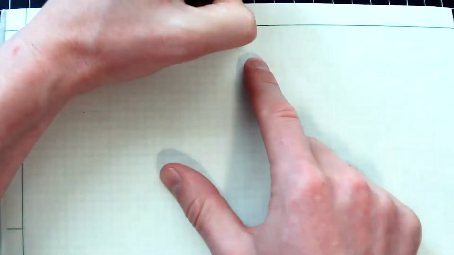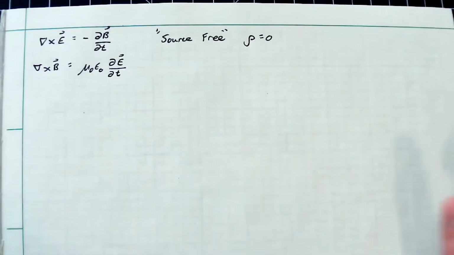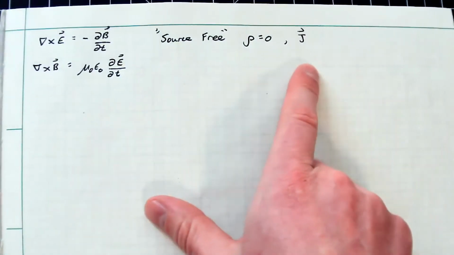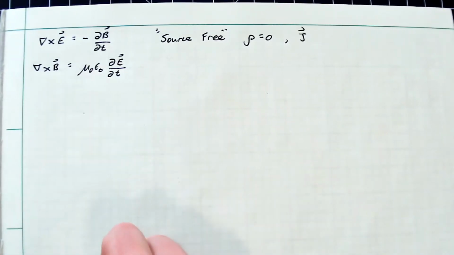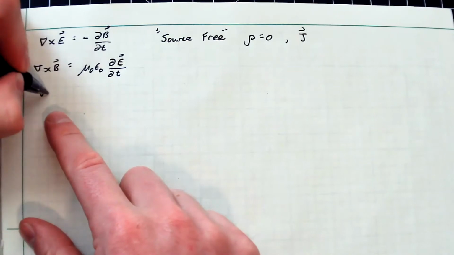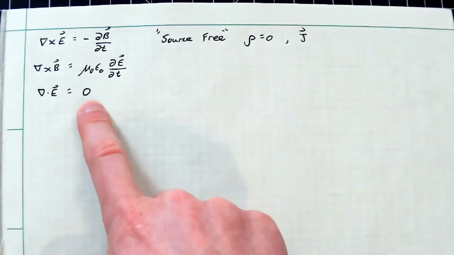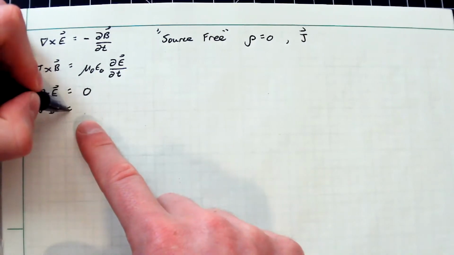So when you hear source free, that just means your charge density is 0. So there's no free charges anywhere, and there is no current. The no current here means in Ampere's law that the little mu naught J term is gone. And we're also going to say del dot E is equal to 0 now. Normally there'd be a rho over epsilon naught here. And then del dot B is equal to 0.